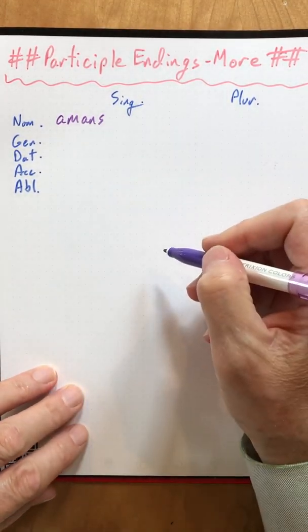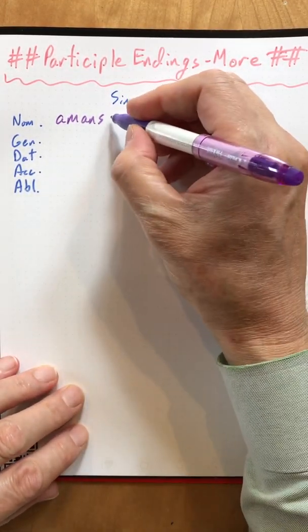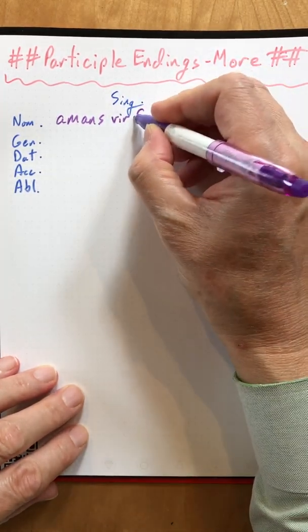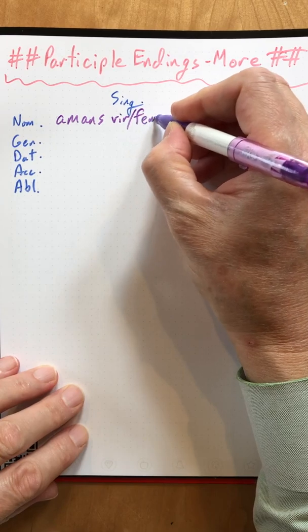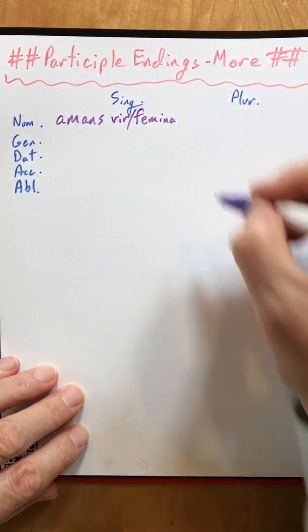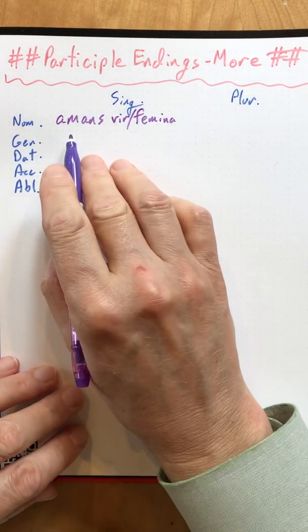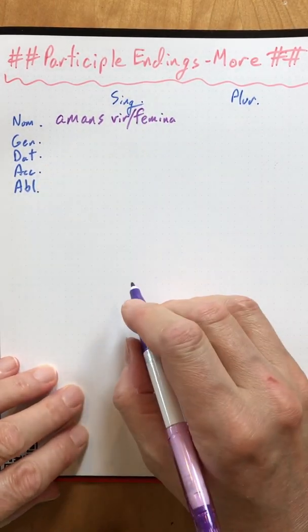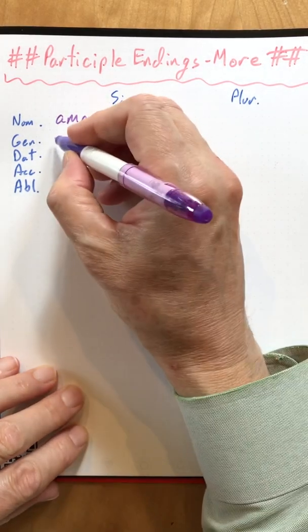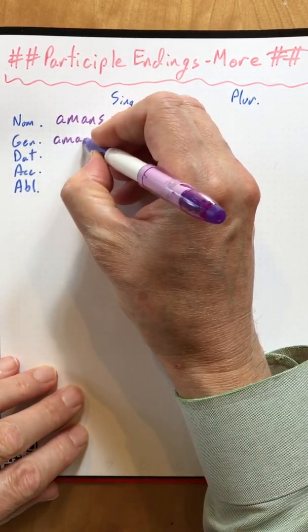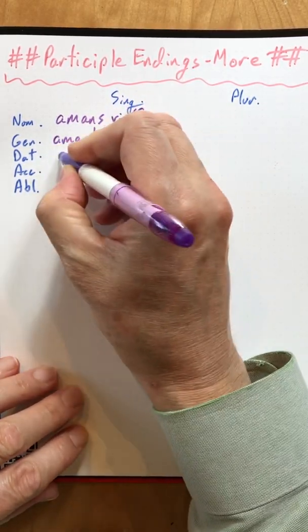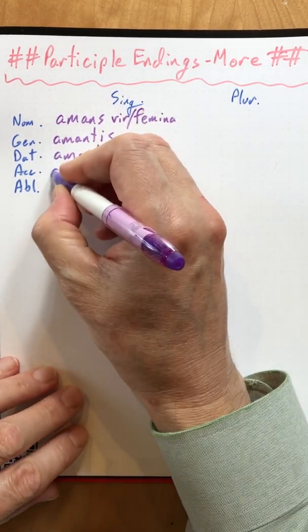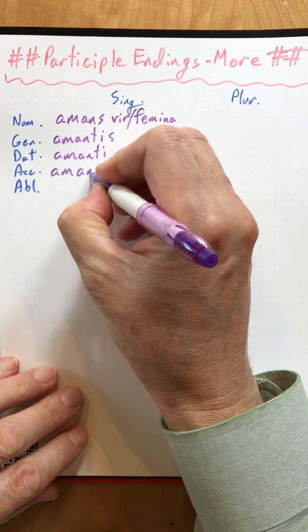It's a third declension adjective, so you could have amans vir, loving husband, or amans femina, loving wife. Same ending for both masculine and feminine, because third declension. The genitive is amantis. The dative, amanti. The accusative is amantem.